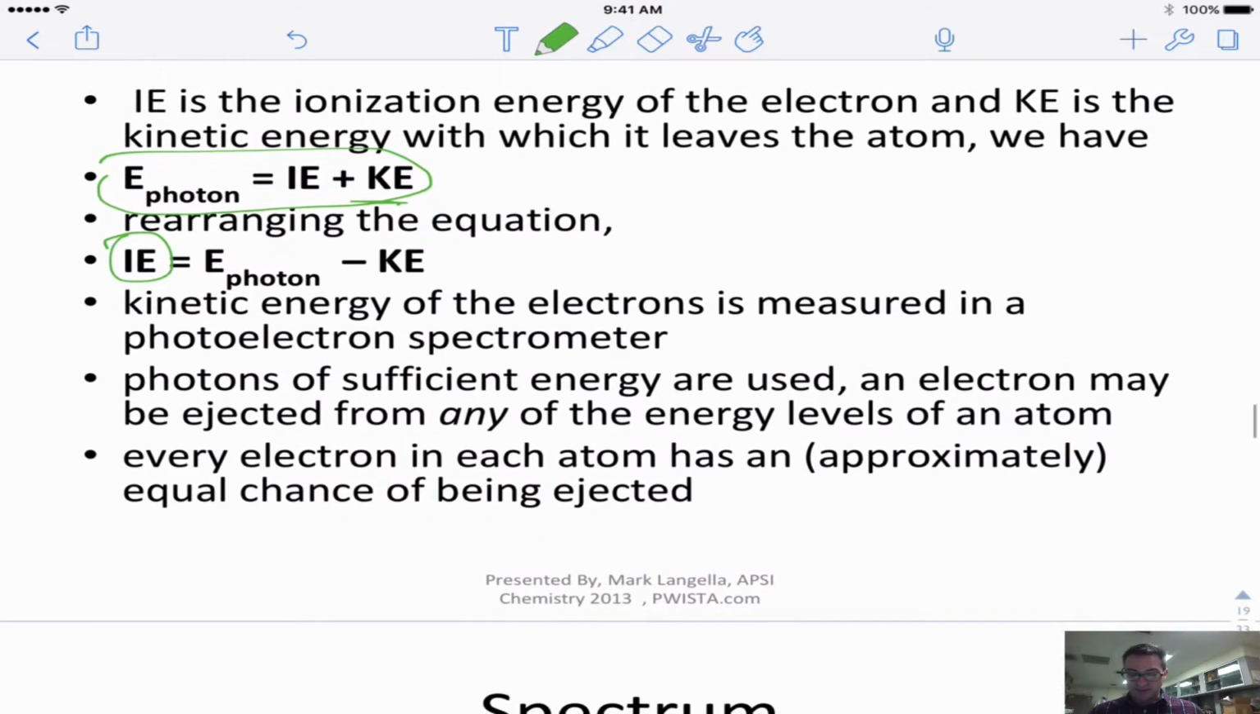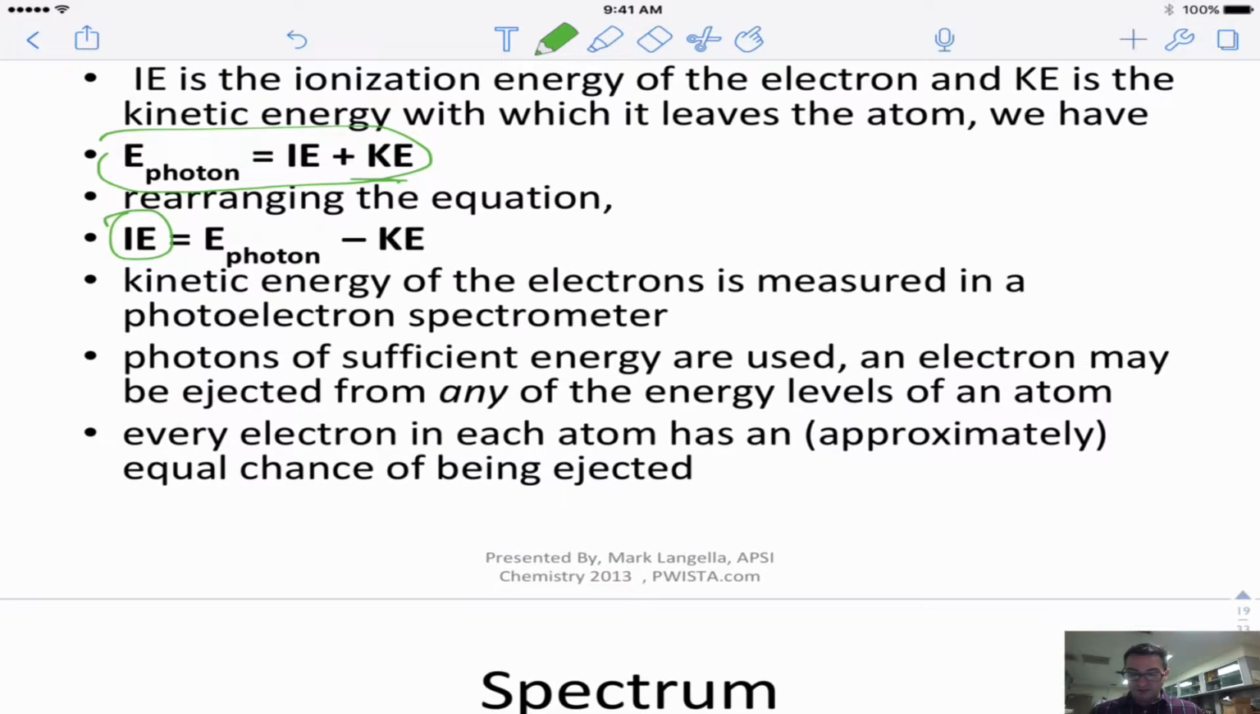Something that's important is that the photons have a sufficient amount of energy. If they don't have sufficient energy, then the electron will not be ejected. As long as the photon has sufficient energy, it will eject an electron. It's akin to the photoelectric effect.